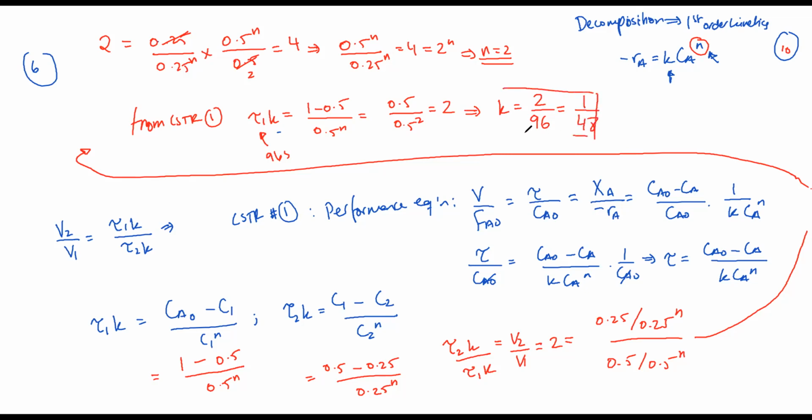So I have k and I have n. So this means that my kinetic expression in this case is 1 over 48, and let me just rewrite this. Okay, 2 over 96, so this is equal to 1 over 48, and the units are second to the minus 1. Okay, so my minus RA will be equal to, is it second to the minus 1?